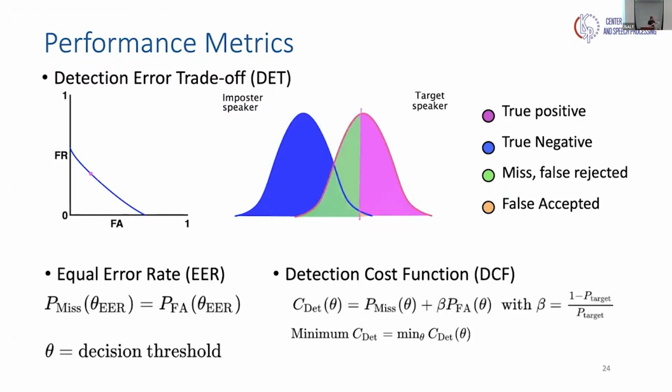So you can calculate this detection cost function for multiple thresholds, but depending on beta, there will be a point where you have a minimum detection cost function. So you can calculate the threshold that minimizes the cost function, and that's one of the metrics we normally use: the minimum detection cost function.